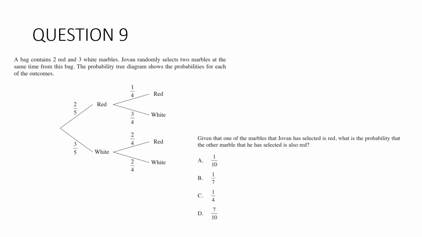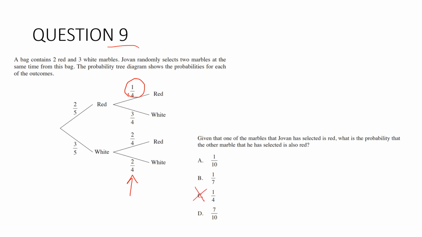Now my initial thought was, well, it's a quarter, isn't it? Because these are all conditional probabilities. But then my next thought was, this is question 9. That's way too easy. So it's not a quarter, but I'll tell you why it isn't.